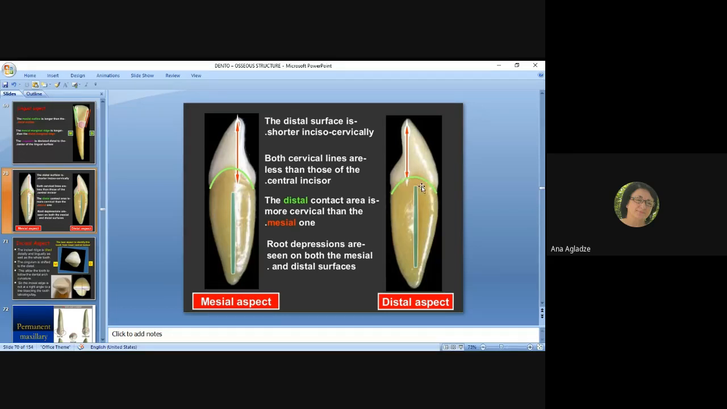Cervical convex than in central incisors. The distal contact area is more cervical than the mesial. Root depressions are seen on both the mesial and distal surfaces.